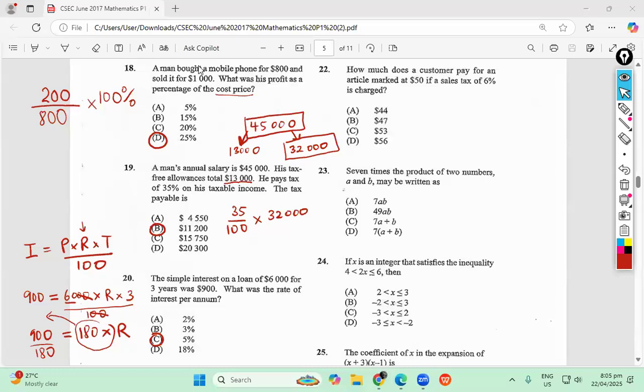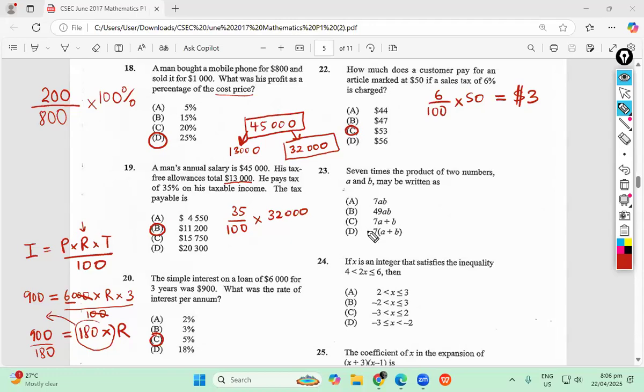How much does a customer pay for an article marked $50 if the sales tax is 6%? Now, there are two ways you can do this. You can find 6% of the 50 and add it on. I think that's the easiest method there. So we're going to find 6% of 50, and that's the extra amount you have to pay. It's a real small value, again, $3. So the total price you have to pay is $53, the $50 plus the sales tax of $3.